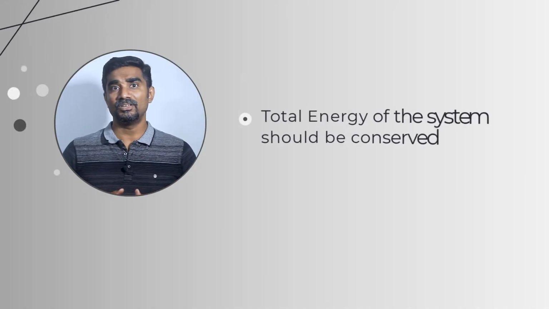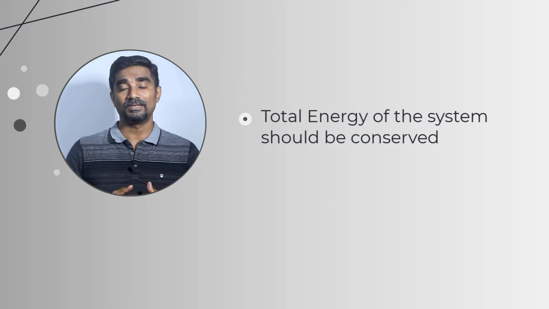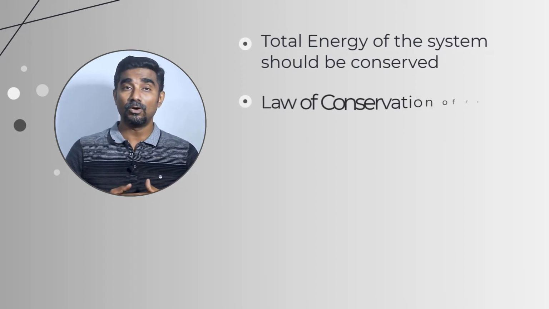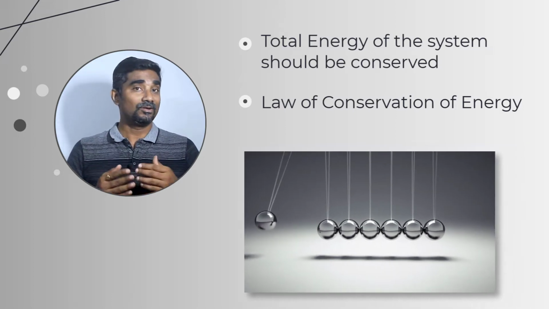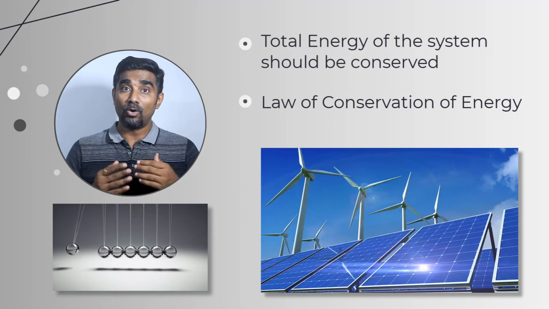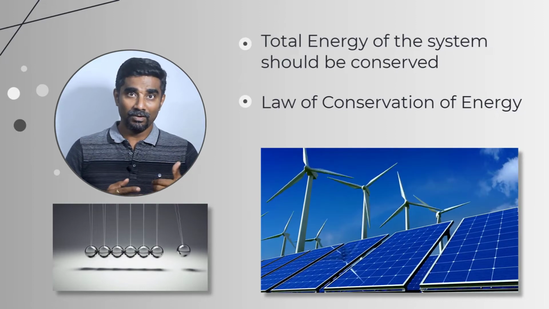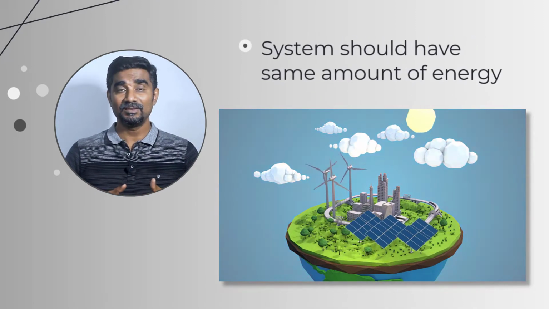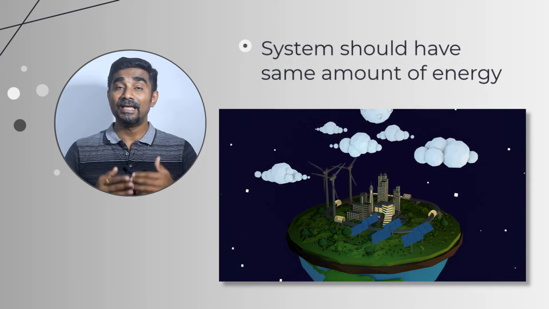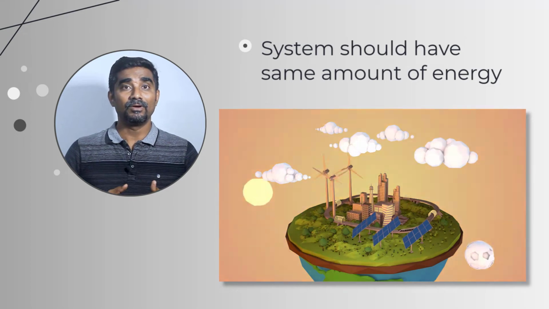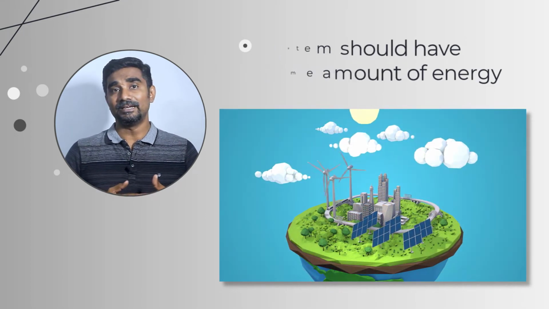During the explicit dynamic simulation, the total energy of the system should always be conserved. As per the law of conservation of energy, it can neither be created nor destroyed, and it can be only converted from one form of energy to another form. To simplify it, a system should always have the same amount of energy, unless the energy is either added from or lost to the outside.